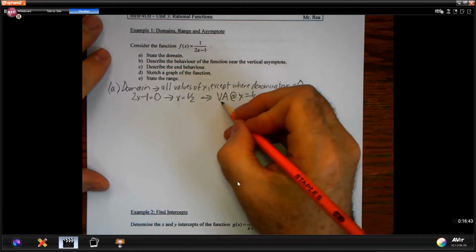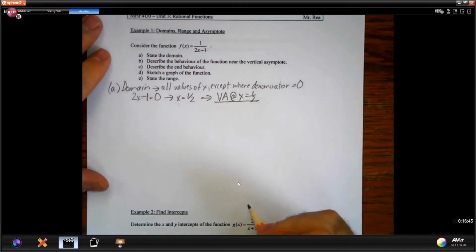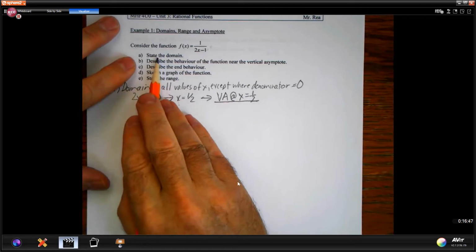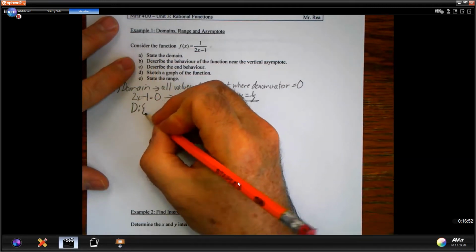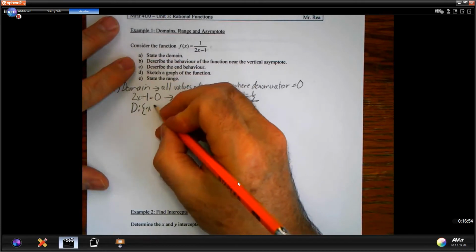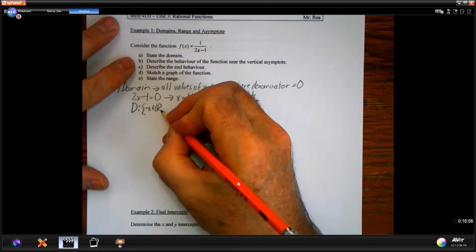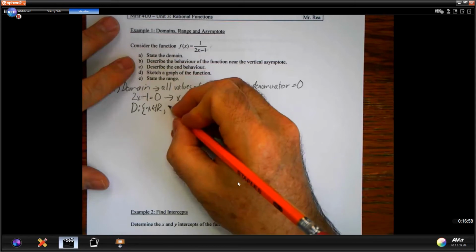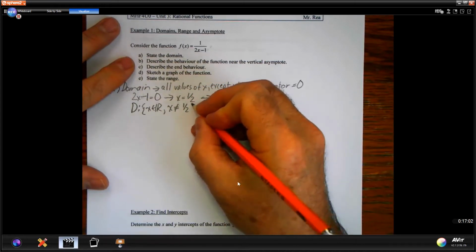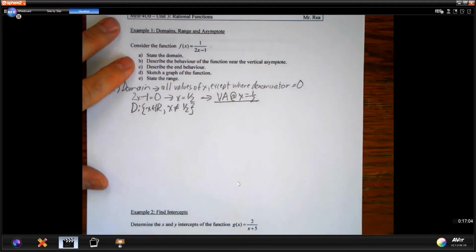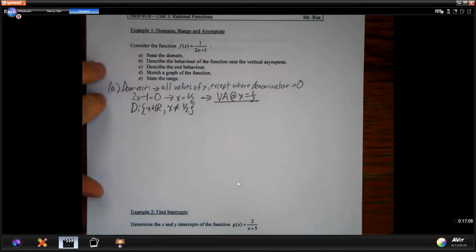Okay, and we're going to definitely be using that on our next step. Now, in terms of actually doing what they asked, state the domain. Let's do that now. So the domain is x is an element of the real numbers, except x cannot be 1/2. And you could put 0.5 here as well, which I think I will later on.